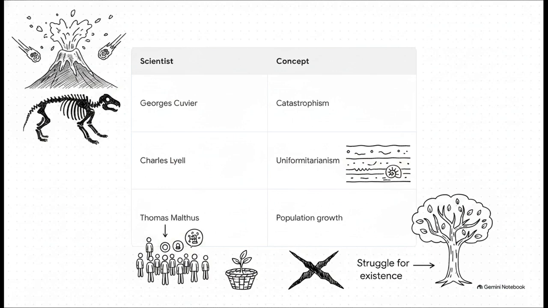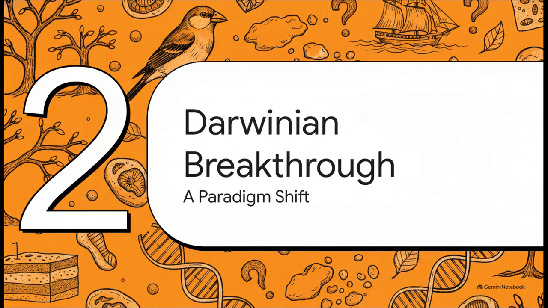And then there's Thomas Malthus. Malthus pointed out that population growth naturally outpaces resources. That Malthusian idea of intense competition, that was the exact spark needed for the struggle for existence. It was absolutely crucial. Which brings us to Section 2, the Darwinian breakthrough. This is the big paradigm shift.